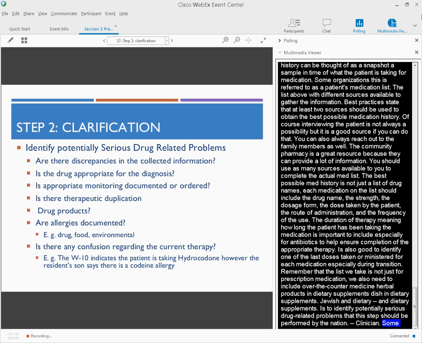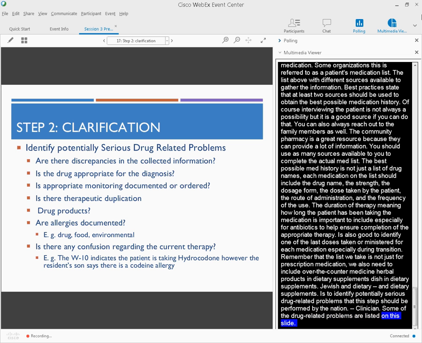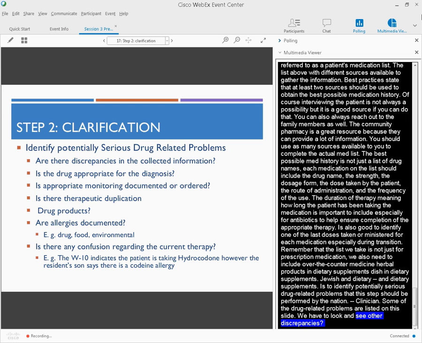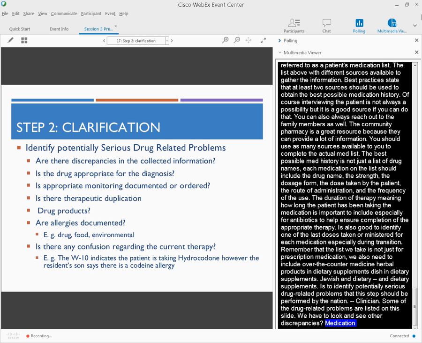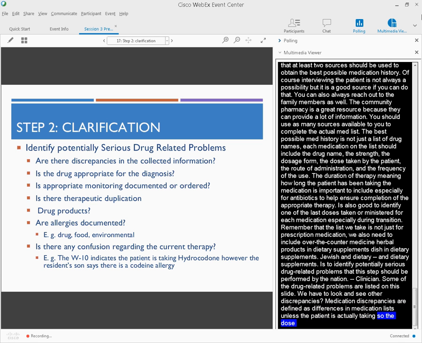We have to look and see, are there discrepancies in what was collected? Medication discrepancies are defined as differences in a medication list and what the patient is actually taking. So the dose could be different. This will be definitely a reason to get as many sources of information as possible.